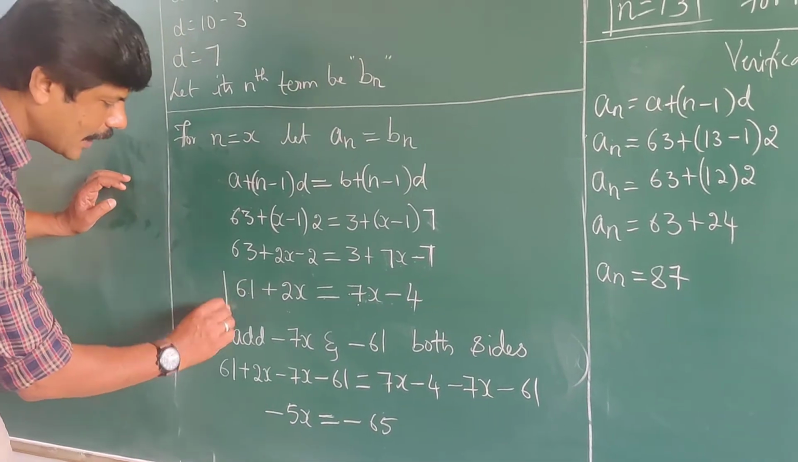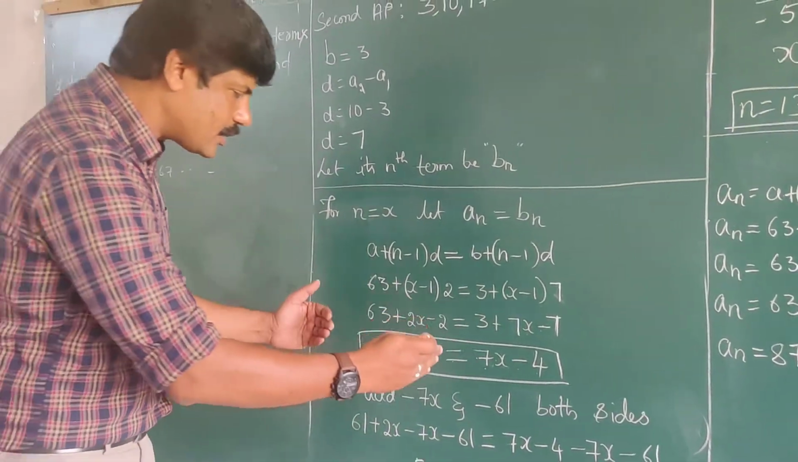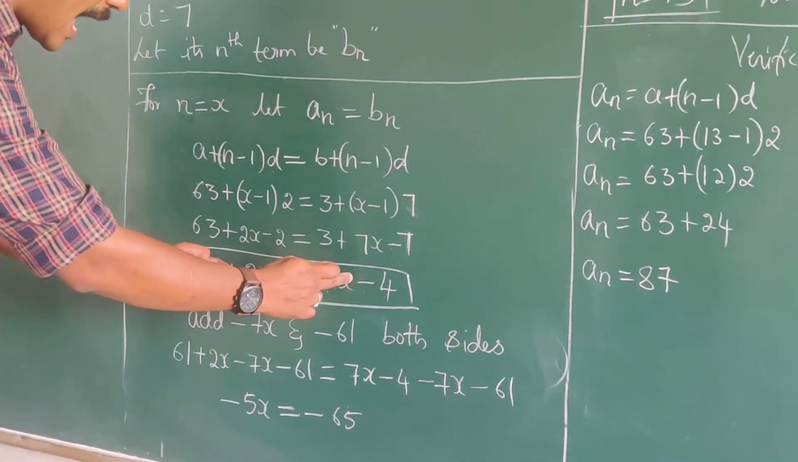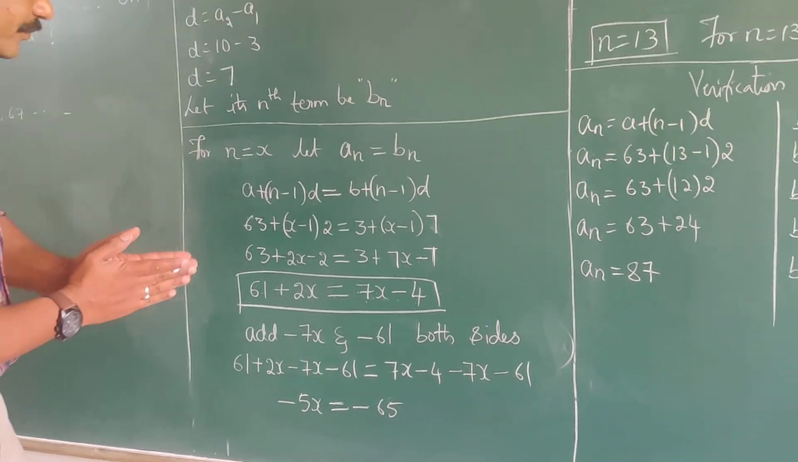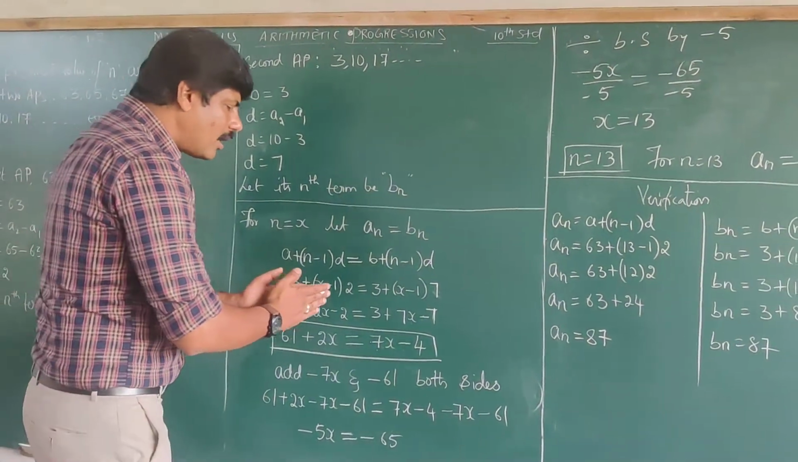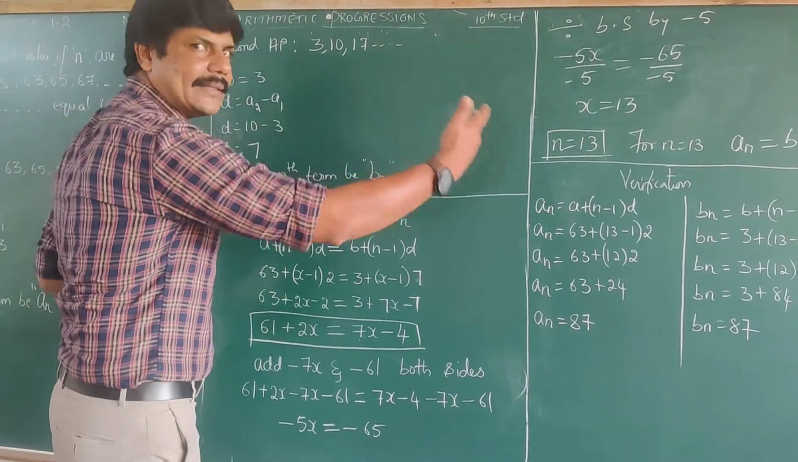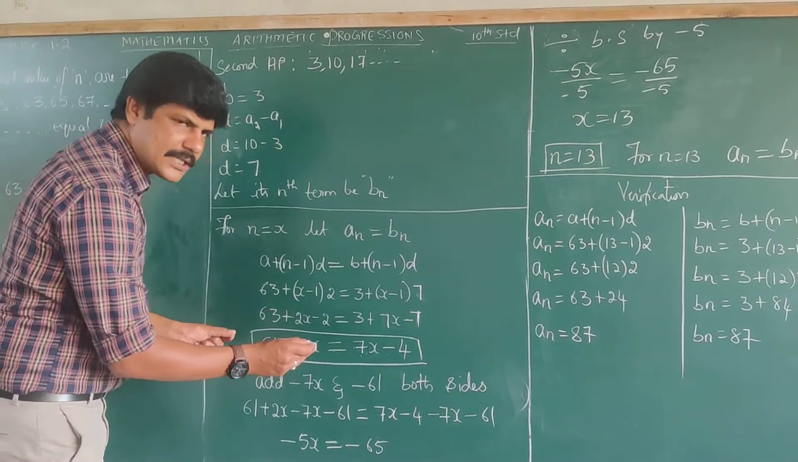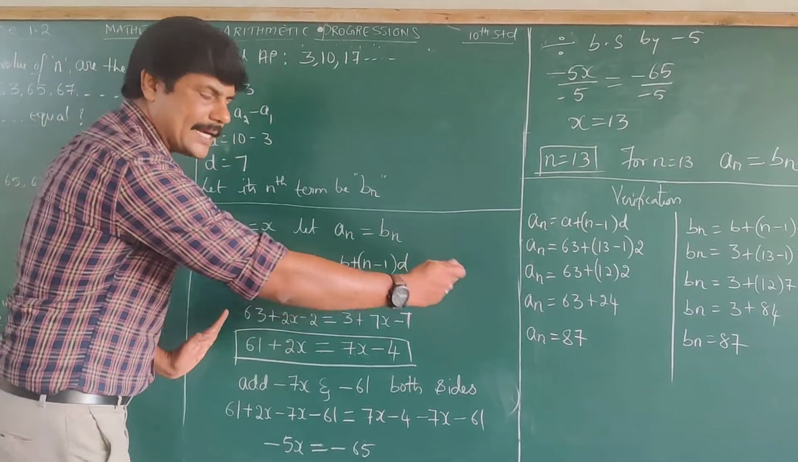Now if you observe this properly, on both the sides, the variable x as well as the constant terms are there. Now our duty is shifting all the variables to one side and all the constants to the other side. Now we'll shift variable x to the left hand side and constants to the right hand side.